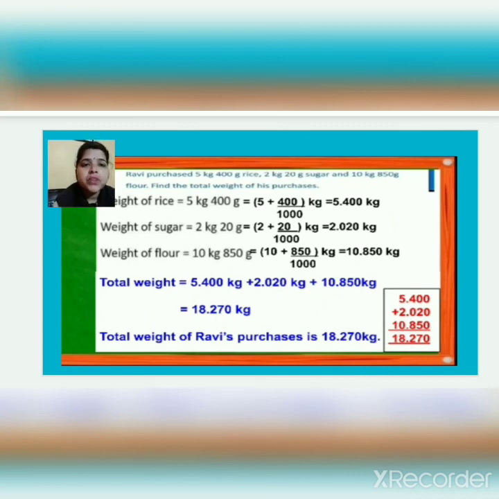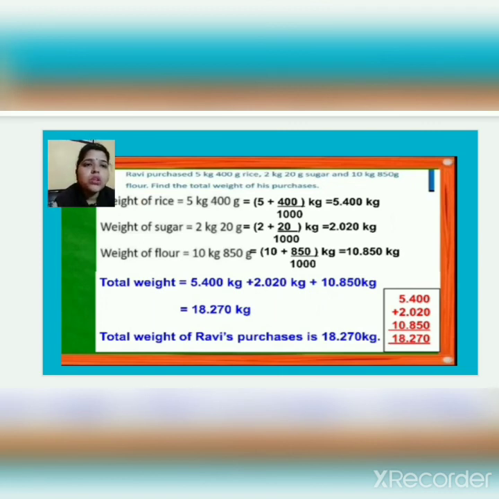5.4 kg. Then weight of the sugar will be 2 kg 20 gram, so we will change gram into kilogram. 2 plus 20 divided by 1000 kilogram. Then when we solve all this, we will get 2.020 kilogram. And weight of flour will be 10 kg 850 gram. So we will divide 850 gram by 1000. We will get 10 plus 850 upon 1000 kilogram. So we will solve it, we will get 10.850 kilogram.